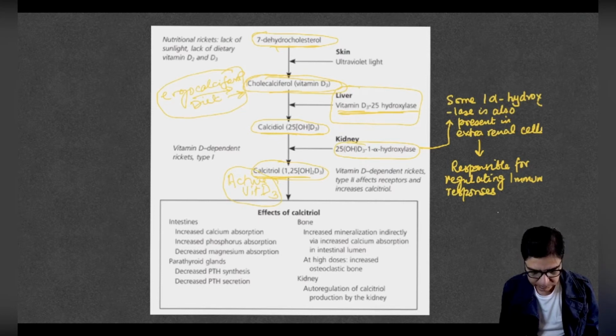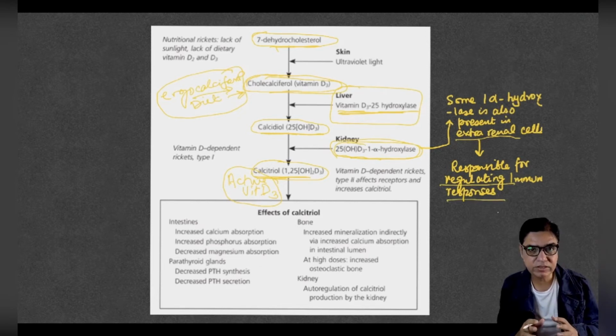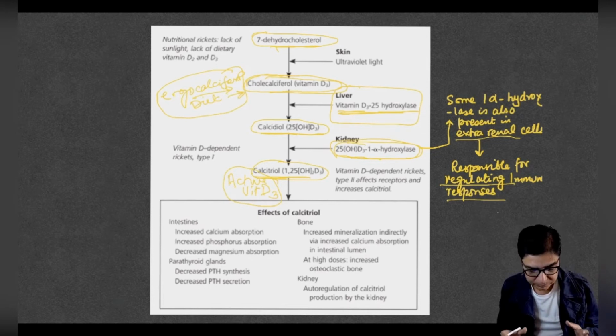Also keep in mind that this 25 hydroxy D3 1 alpha hydroxylase is not only present in the kidney. To some extent, this enzyme is also present in extrarenal cells, and it performs a very important function there because it is responsible for trophic changes on more than 200 different types of genes, and they are responsible for regulating the immune responses. So it's very important for immune response, and that's one of the reasons that recently there has been a lot of talk regarding the deficiency of vitamin D and risk of dying from COVID-19.